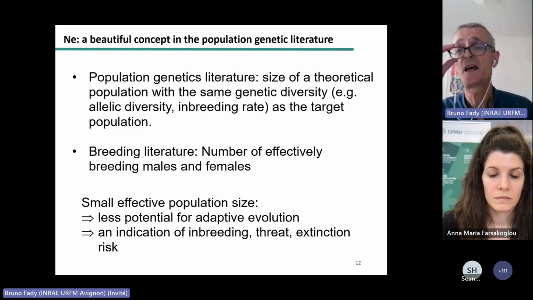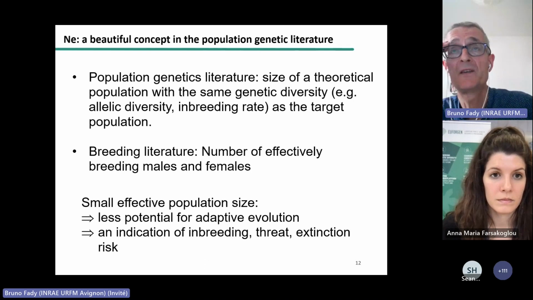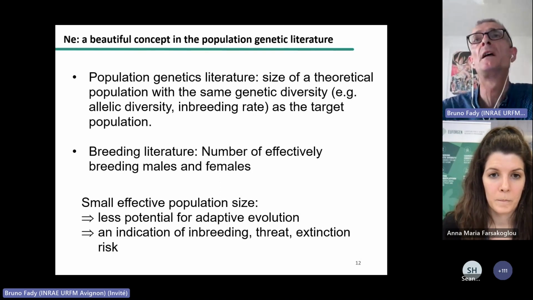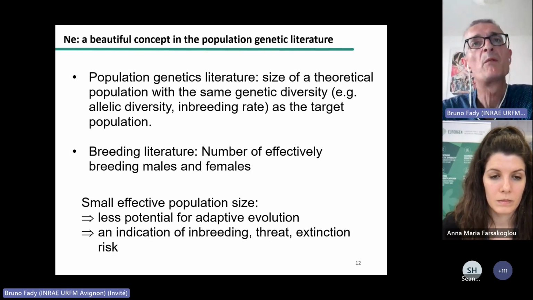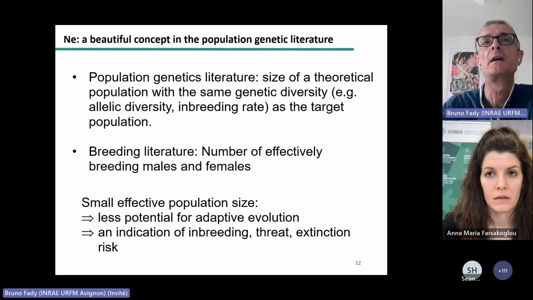So hence the concept of NE, which was presented earlier. It's a beautiful concept in the population genetic literature, and you could see that it's also a very complex concept. It has many definitions, many ways of being measured. It's probably something difficult to measure for stakeholders, I would say.